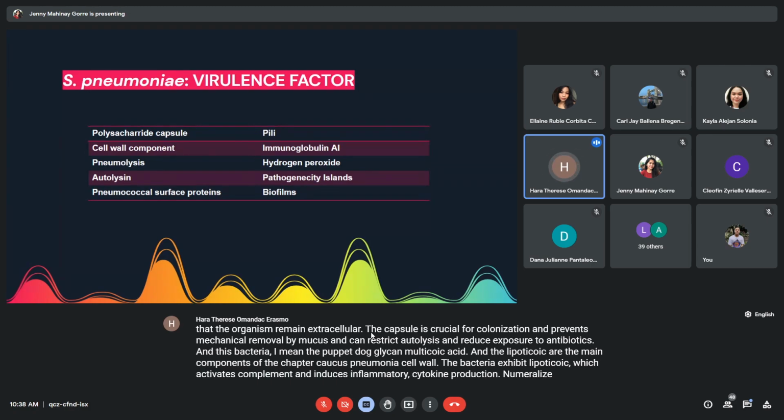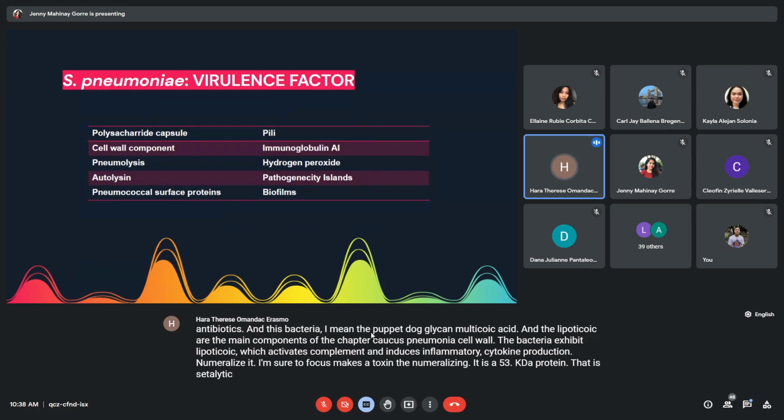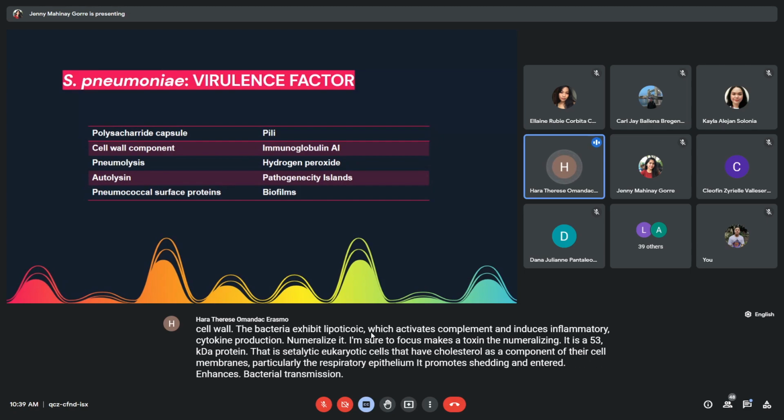Pneumolysin. Streptococcus makes a toxin, the pneumolysin. It is a 53 kDa protein that is cytolytic to eukaryotic cells that have cholesterol as a component of their cell membranes, particularly the respiratory epithelium. It promotes shedding and in turn enhances bacterial transmission. It also induces inflammation in hosts during colonization.